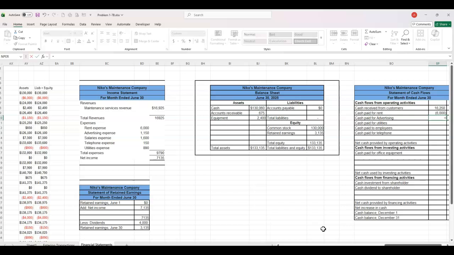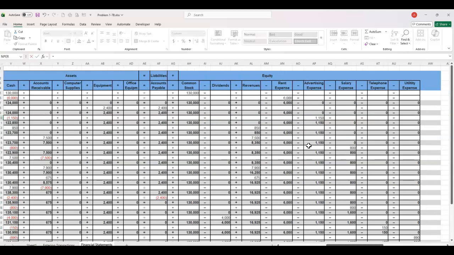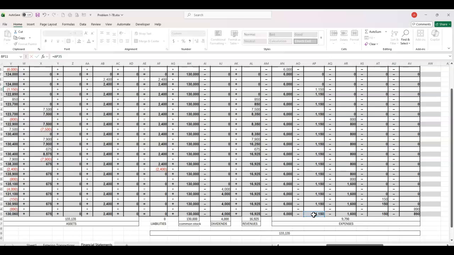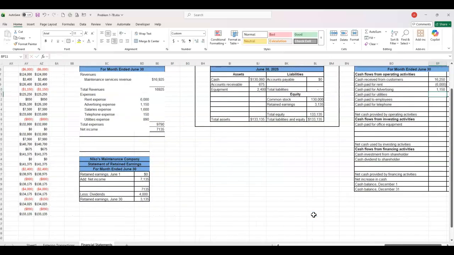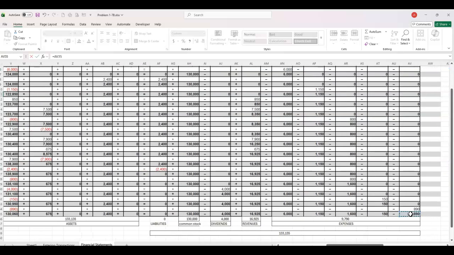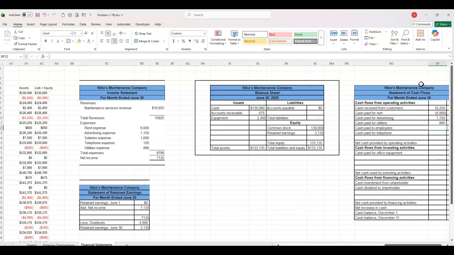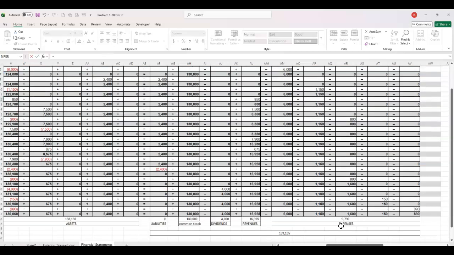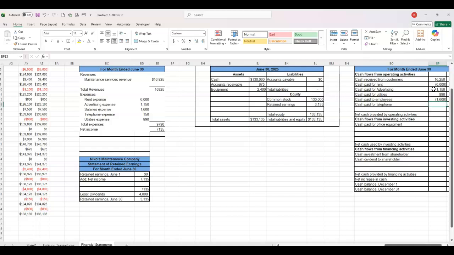We paid for advertising, $1,150, just grabbing the final balance. We paid for utilities, $890. We paid our employees. I forgot to put the negatives in it. $1,650. I put minuses or negatives in front of them because these were cash outflows.